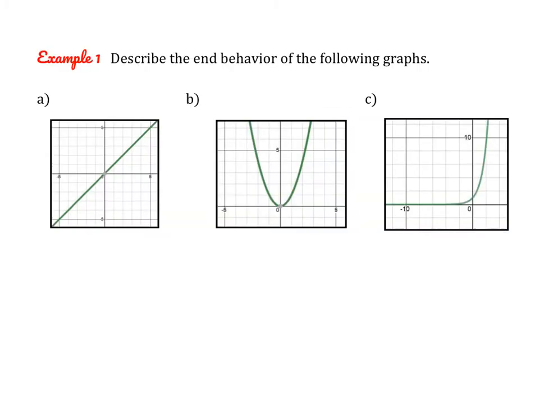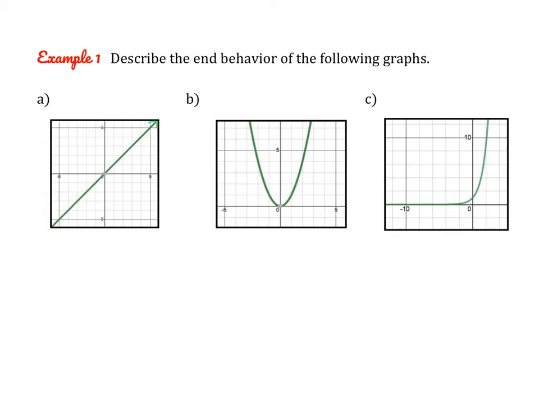Okay, so let's try a couple of these together. We're going to describe the end behavior of all three graphs. So let's look at graph A. So here we have a linear function. So let's start with the end behavior to the right. So if you look at the graph, you can see that it's just heading up and up and up. And if we add that arrow, it implies that it is going to be going up forever.